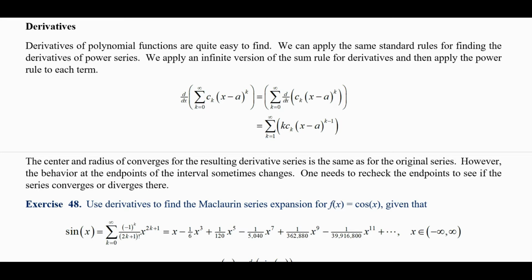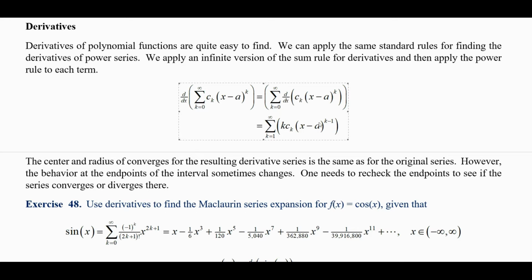We apply an infinite version of the sum rule for derivatives and then apply the power rule to each term. So it works out like this. We have the derivative of the sum is the sum of the derivatives. It's basically the sum rule. And the constant multiple rule can be pulled out front. And then the power rule is applied here. It's u to the k, so it's k times u to the k minus 1 times the derivative of u. The derivative of x minus a is just 1.